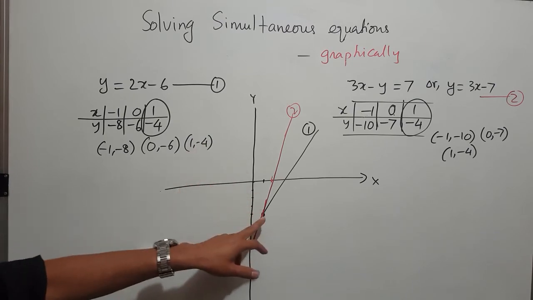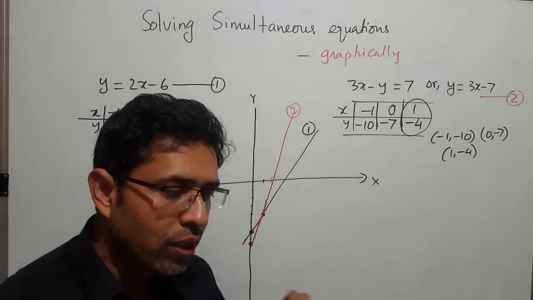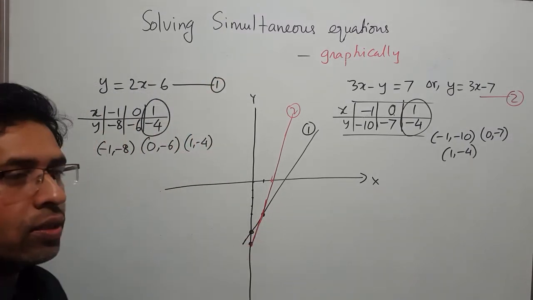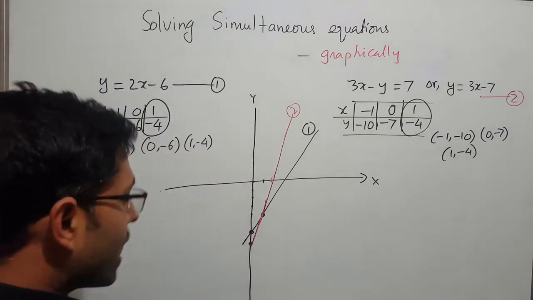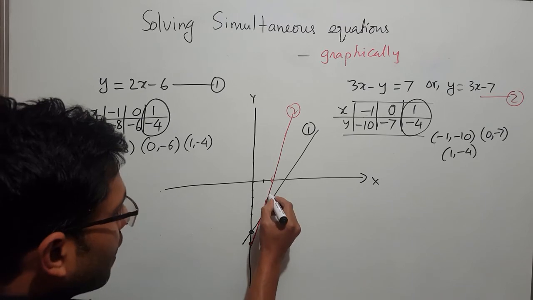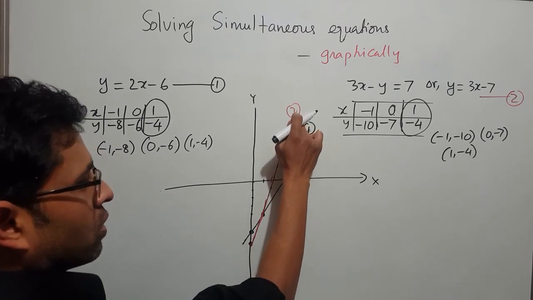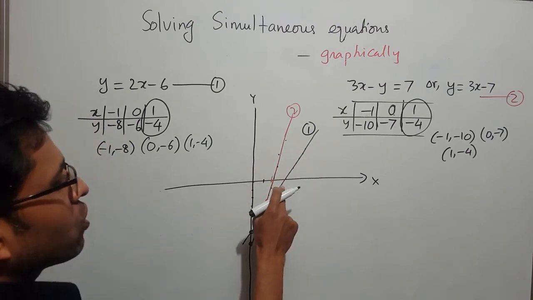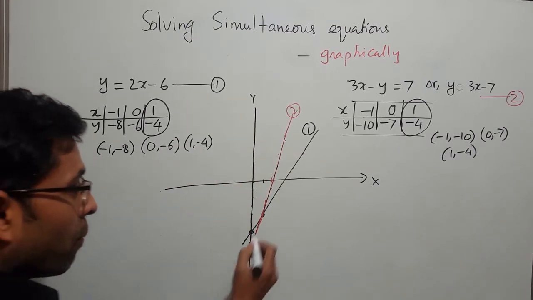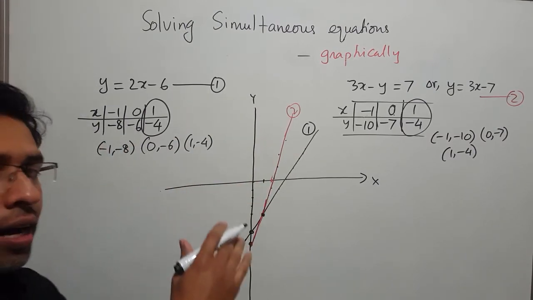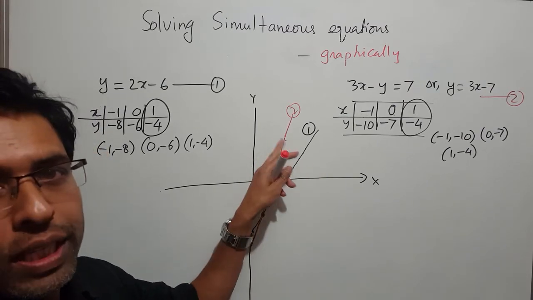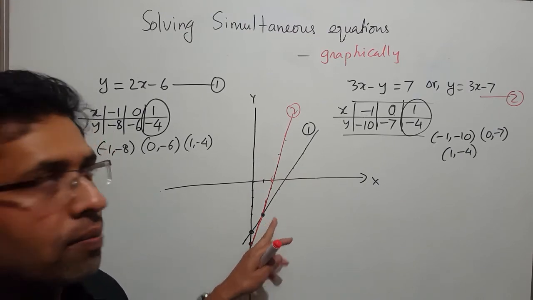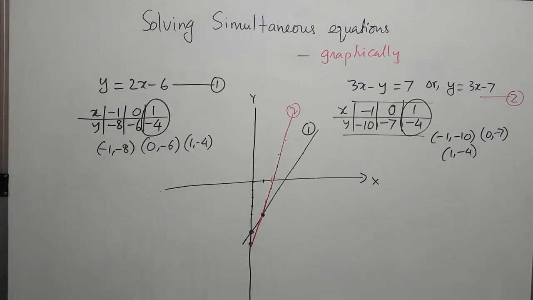Now you can see that these two lines are intersecting here. So always when we are solving two straight line equations, like simultaneous equations, then the solution would basically be the intersection between two lines. Any point on that line is a solution for the first equation. But only this point is lying on both of the lines. So that's why this point is the solution for both straight line equations.